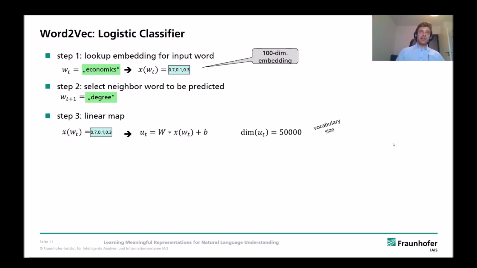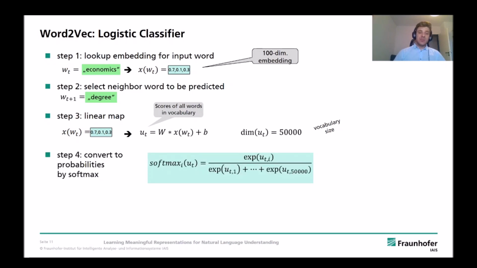So essentially what we're doing is we map this vector of economics onto the whole vocabulary and calculate similarity scores: how similar is economics to degree, how similar is it to any other words in the vocabulary. These similarity scores are in the size of the vocabulary that we have, which could, for example, be 50,000, but it could also be much more. Google's Word2Vec models, for example, have more than 1 million words in their vocabulary.